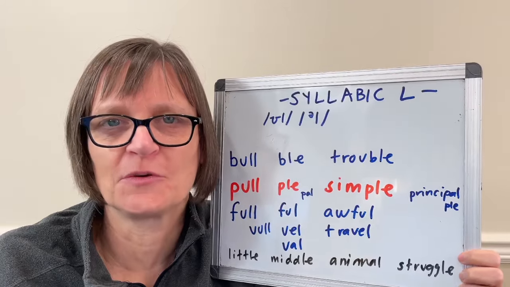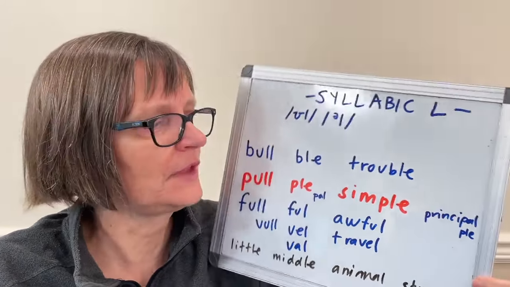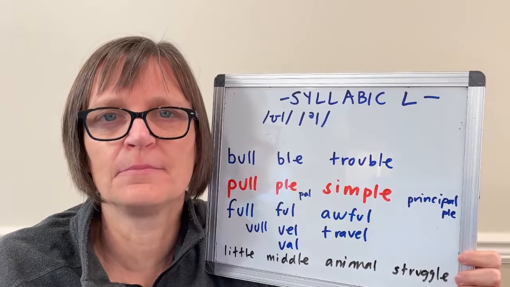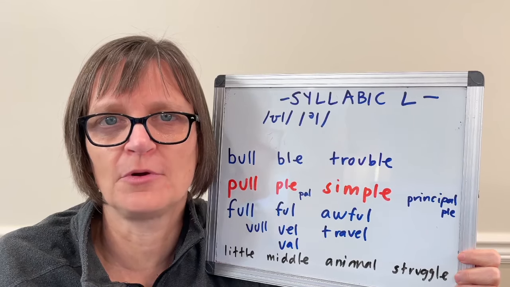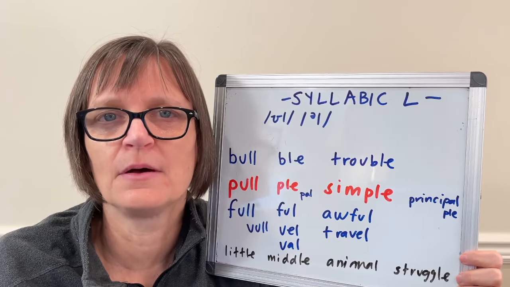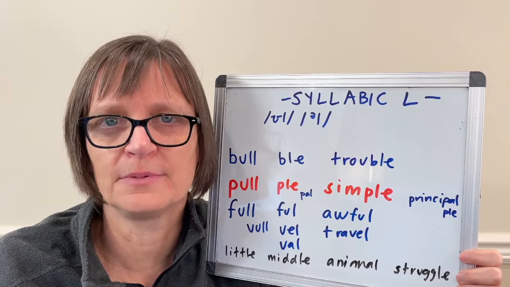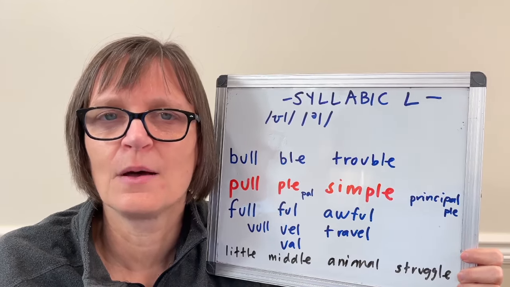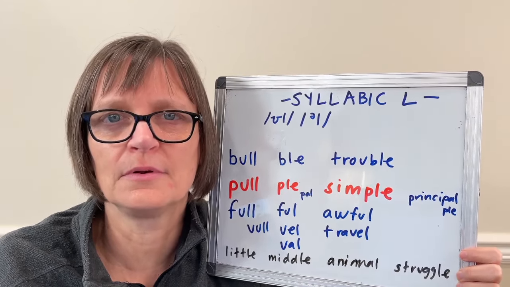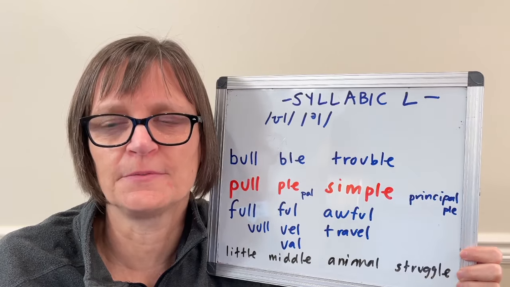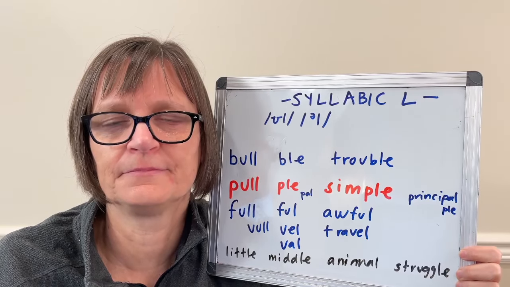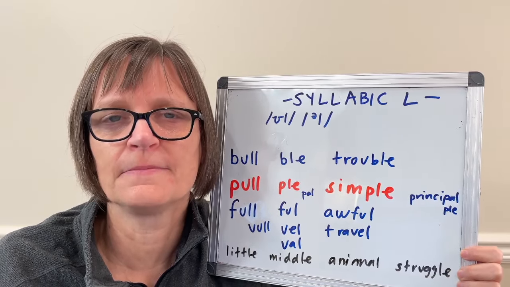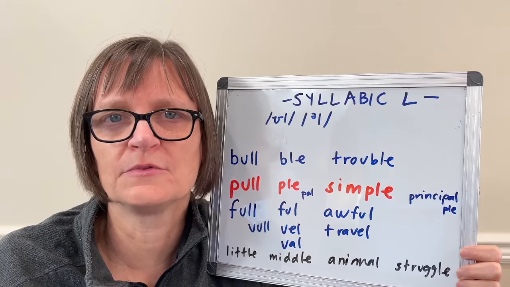Let's get started with some words with BLE. So bull, bull, trouble. Bull, bull, capable. Bull, bull, comfortable. Bull, bull, responsible.